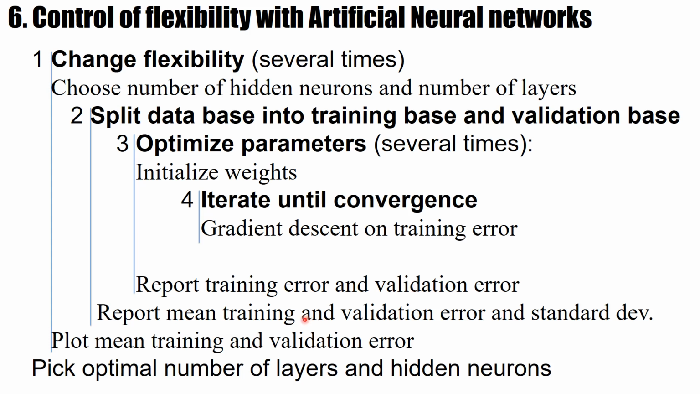Then we report the mean training and validation error and the standard deviation to know how safe we are. And finally, we plot the two against each other, and we pick the optimal number of layers and the optimal number of hidden neurons by looking at the configuration which gives the smallest validation error.